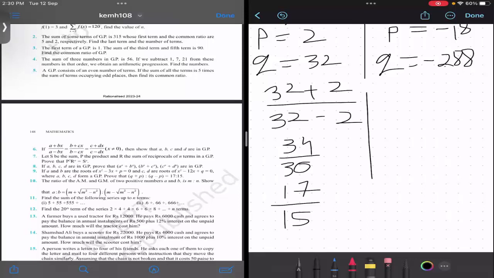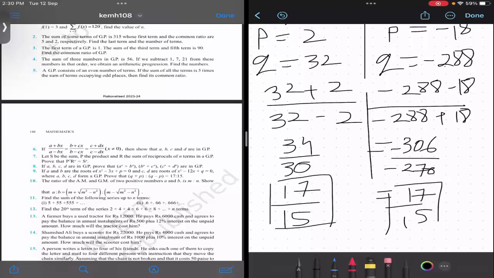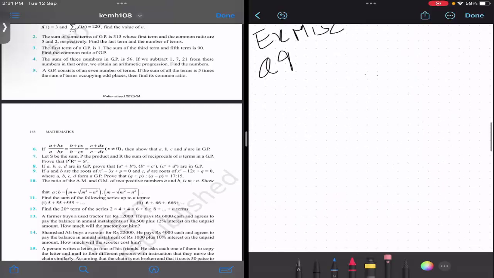In this case, P plus Q upon Q minus P would be minus 288 minus 18 upon minus 288 plus 18. So this would be minus 306 upon minus 270. When you take this out common, you would have 17 by 15. So irrespective of what the values of R and X are, the ratio of Q plus P and Q minus P is always going to be 17 by 15. Correct. Hence proved. Moving on to question number 10.